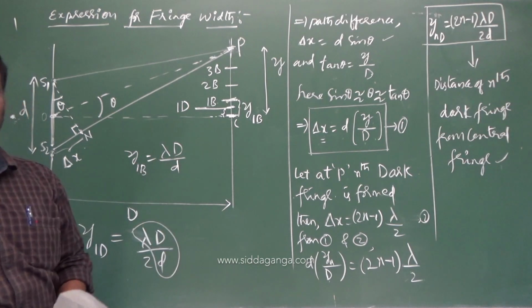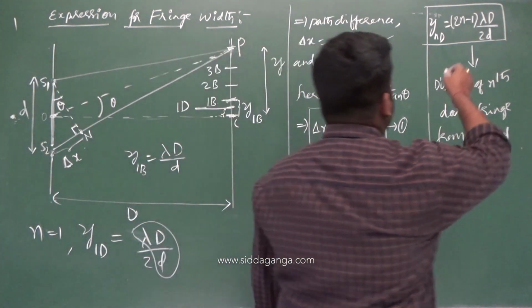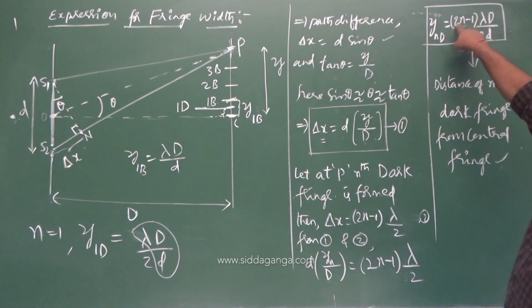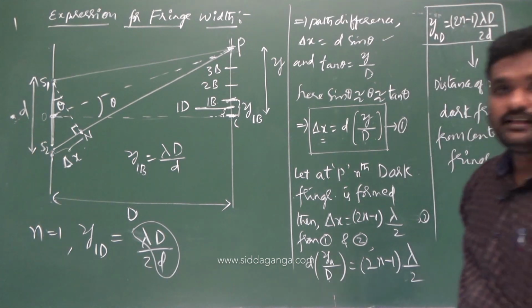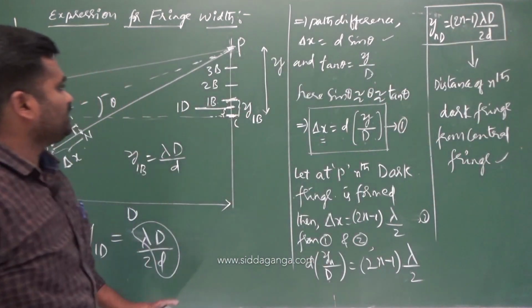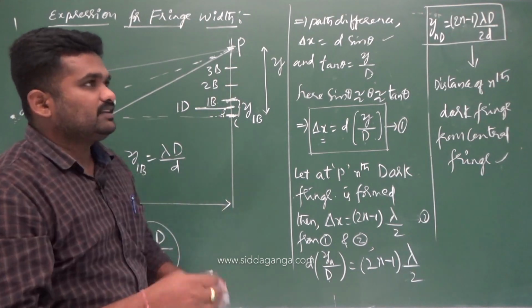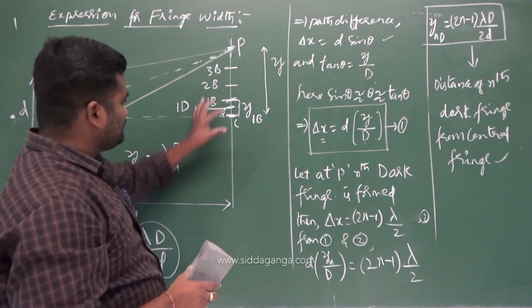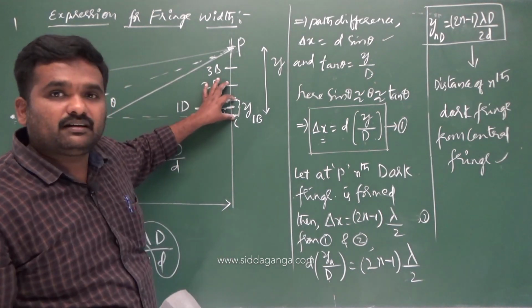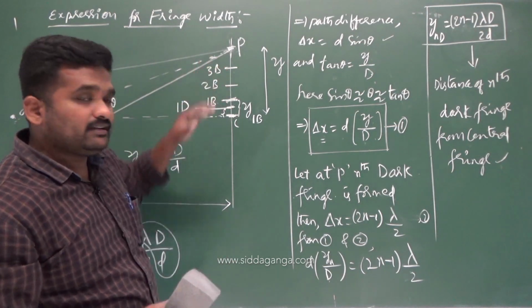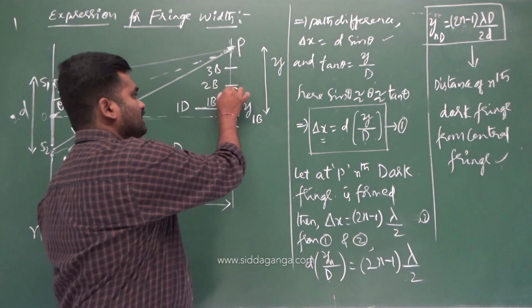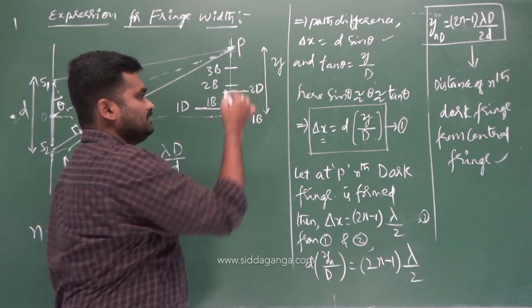Where is the next dark fringe going to be formed? For the second dark fringe, substitute n equals 2: 4 minus 1 gives 3 lambda D by 2d, which is 1.5 lambda D by d. The first bright is at lambda D by d and the second bright is at 2 lambda D by d, so this lies between the first and second bright. This is the second dark.